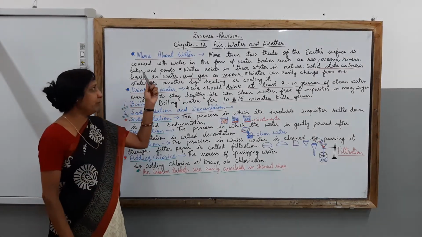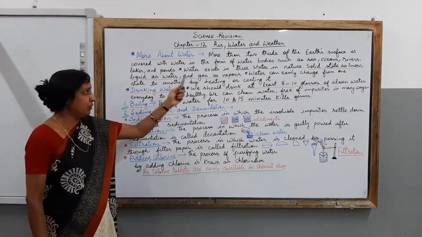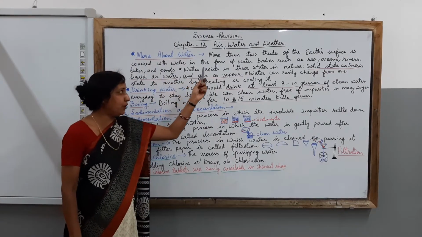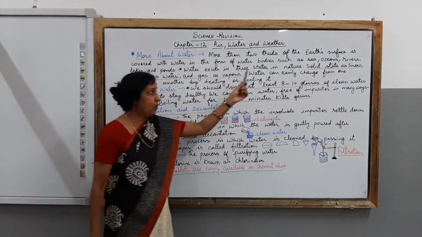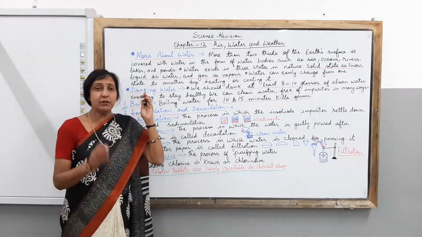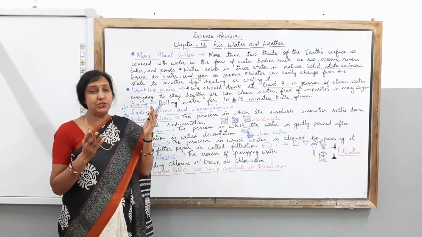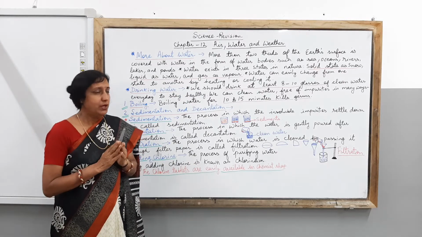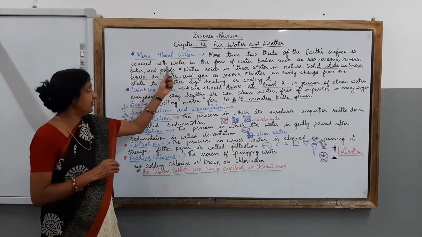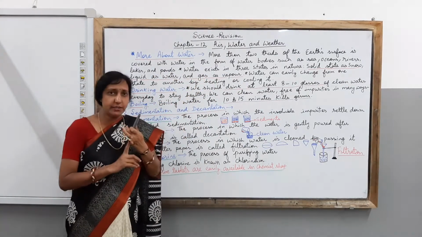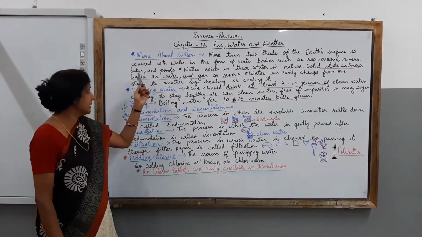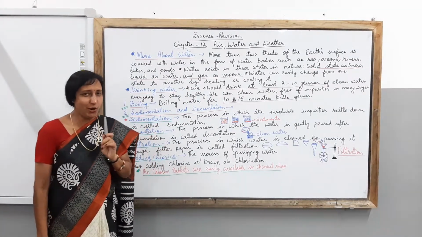In regard to the more about water children, you know that more than 2/3 of the Earth's surface is covered with water in the form of water bodies such as seas, oceans, rivers and lakes and ponds. Children must remember this. This is a very general information which every one of you should know. Remember this children that more than 2/3 of the Earth's surface is covered with water in the form of water bodies. Those are available around you such as the seas, the oceans, the rivers, the lakes, the ponds. So remember this point. Okay?